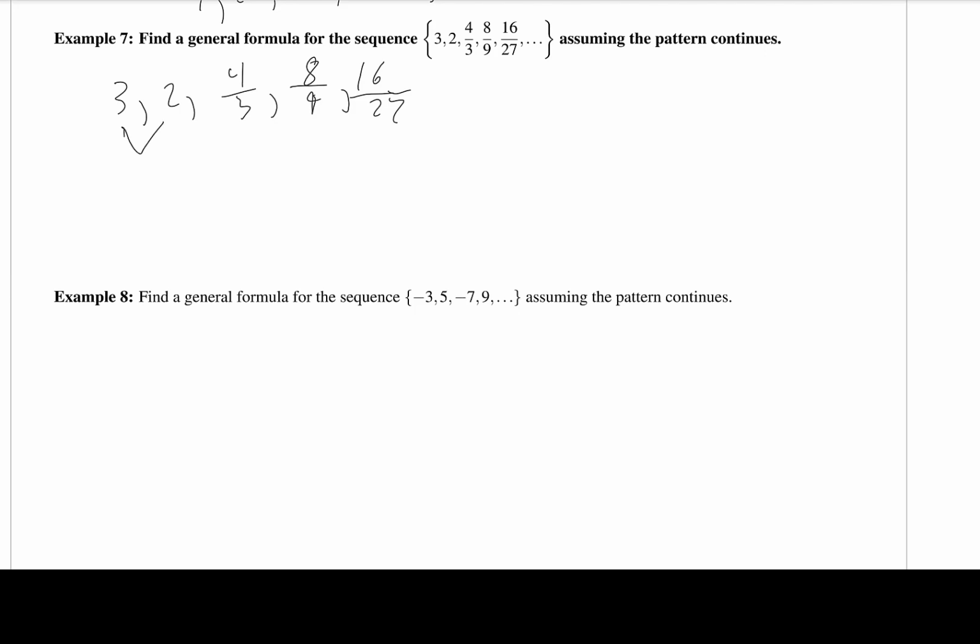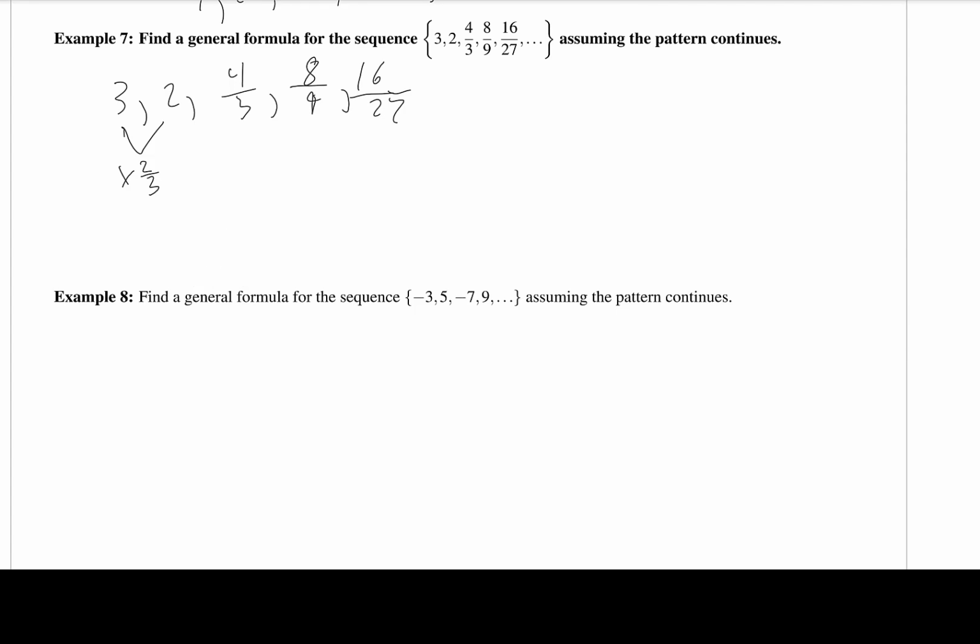Well, if I want to go from 3 to 2, then I need to multiply by 2/3. One way of figuring this out is like saying, okay, I have 3, I'm going to multiply it by something, and I want it to be equal to 2. So if I divide by 3 on both sides, I'd get x equals 2/3.